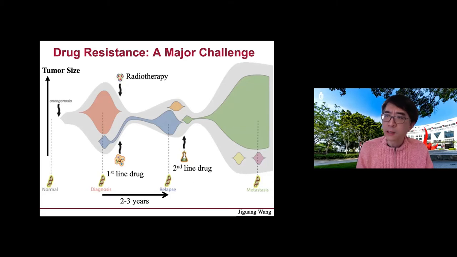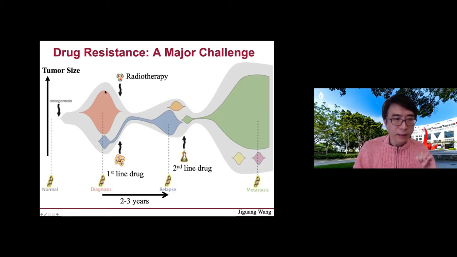I'm going to use this slide to explain a little bit more about the treatment process for the cancer patient. If the patient is first diagnosed with cancer, the patient has a tumor, then goes to see the doctor. The doctor will probably first prescribe radiotherapy, and in the meanwhile, treat the patient with first-line cancer drugs, like the Gleevec I just introduced. This first-line cancer drug is able to help shrink the size of the tumor. Here the y-axis corresponds to the size of the tumor, and the x-axis corresponds to time.